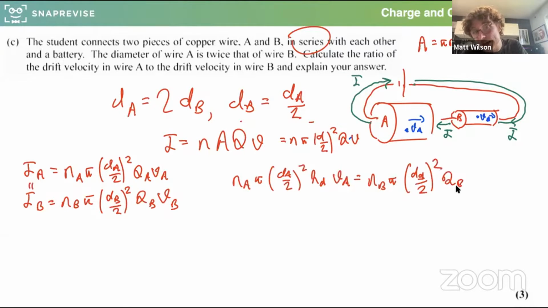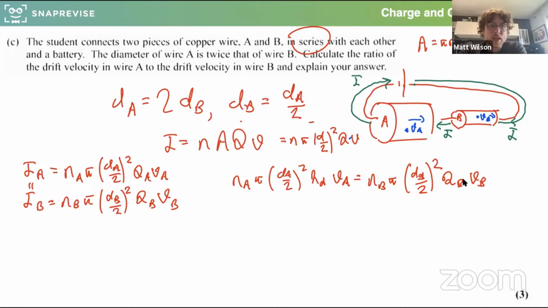Much more algebraically heavy question. Okay. Now, this still has stuff that isn't in the question. They told us about the diameters, so that's okay. We're being asked about the ratio of the velocities, so we can keep the velocities there. But what are we doing about the N's and Q's?